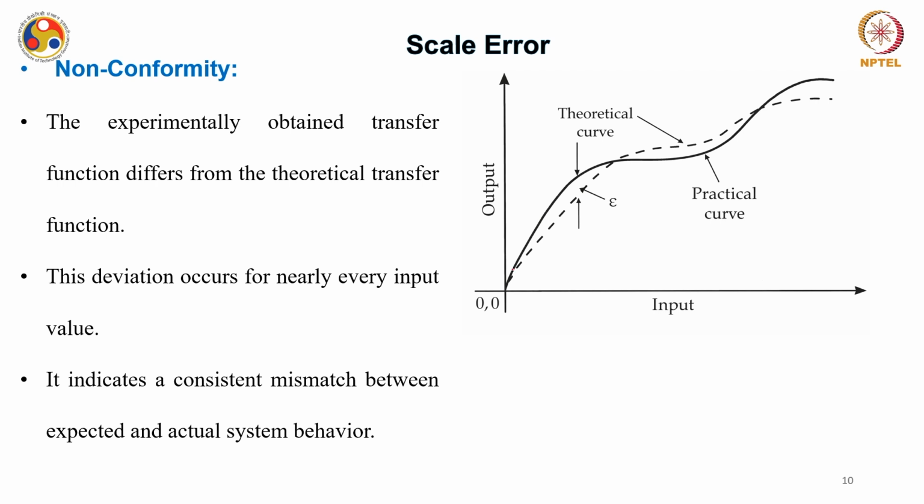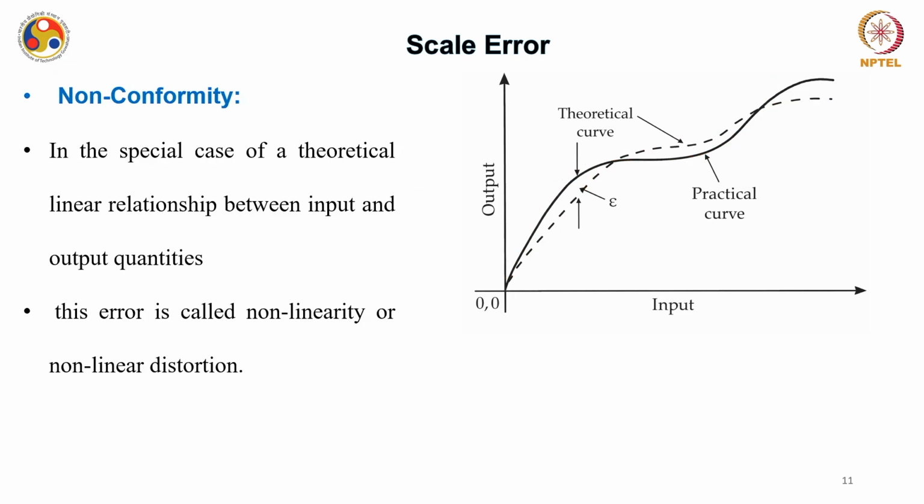Now this dotted line is showing your theoretical data, and your practical curve is something like this. It is not following this or not conforming to the theoretical curve. Now it indicates a consistent mismatch between the expected value and the actual system. Expected value is nothing but the theoretical data, and the actual system is basically the practical curve.